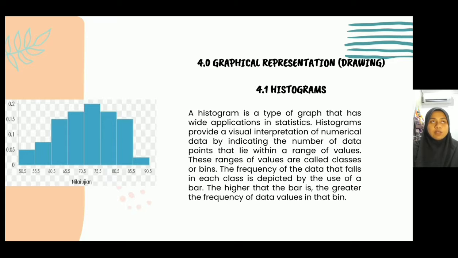First of all, we will see the histogram. 4.0 graphical presentation. 4.1 histogram. A histogram is a type of graph that has a wide application in statistics. Histograms provide a visual interpretation of numerical data by indicating the number of data points that are within a range of values. This range of values is called classes or bins. The frequency of the data that falls in each class is depicted by the use of a bar. The higher the bar is, the greater the frequency of data values in that bin.